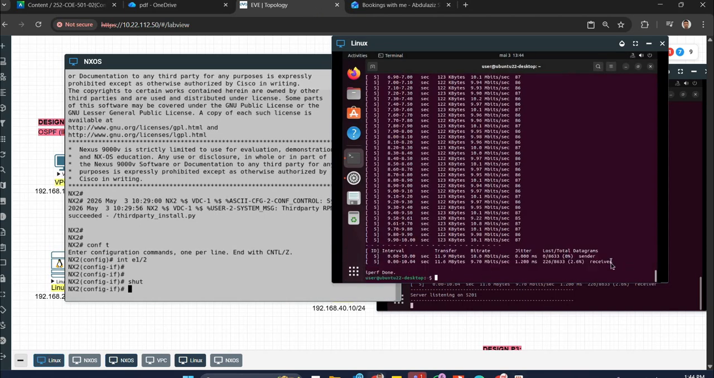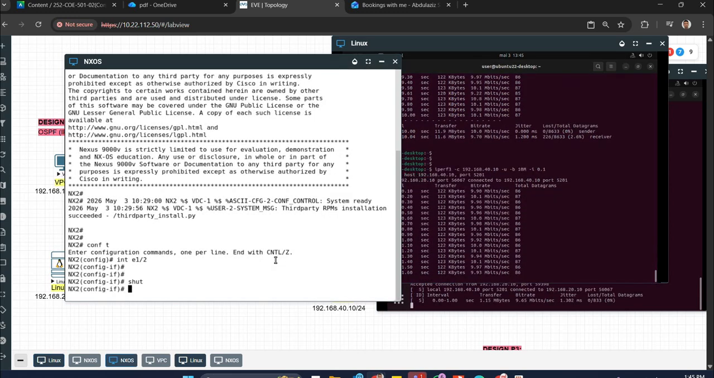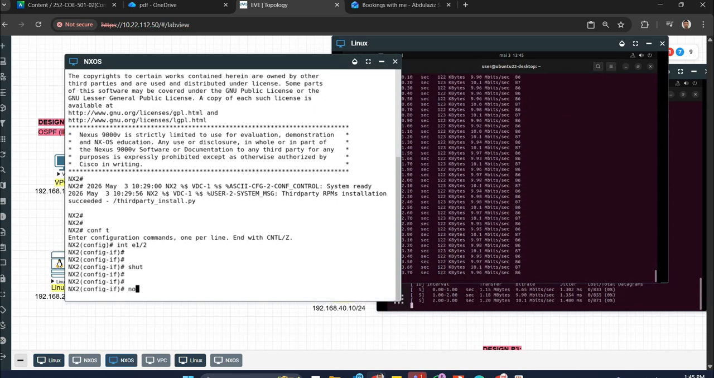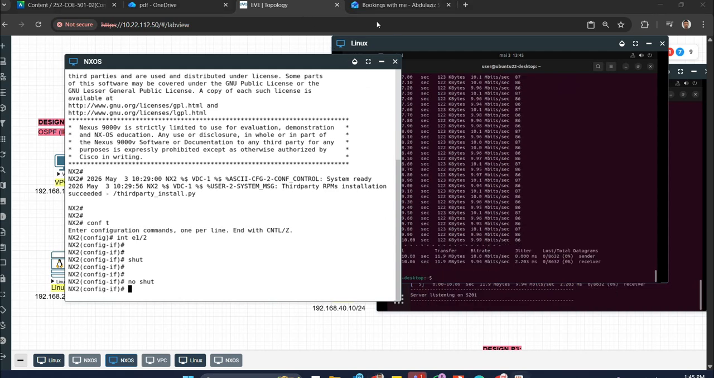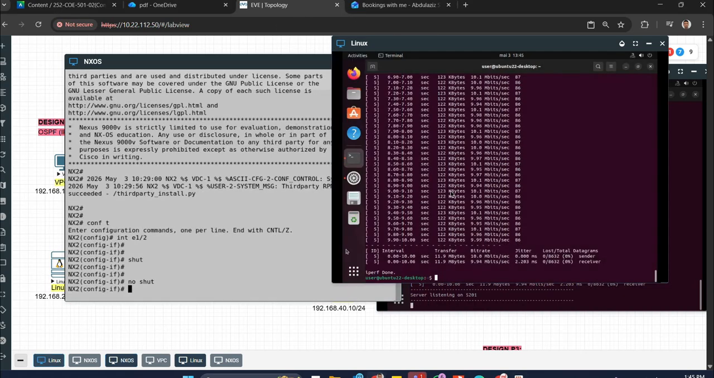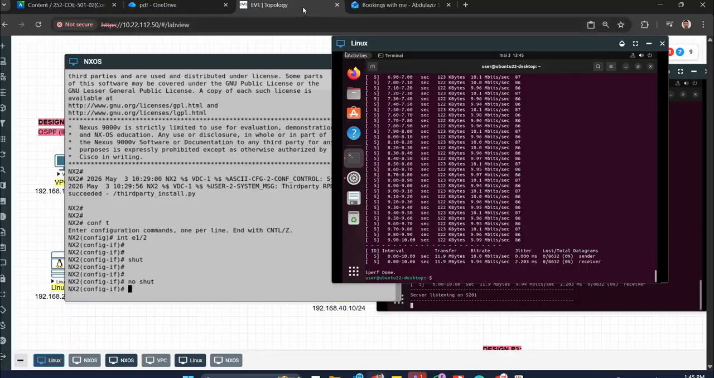There's jitter and also packet loss. This is how we measure how much packet loss occurs during the failure, and we also measure during the recovery. We measure again after no shutting the interface. Okay, it's ready. So during the recovery, there is no packet loss. This is for design P0.